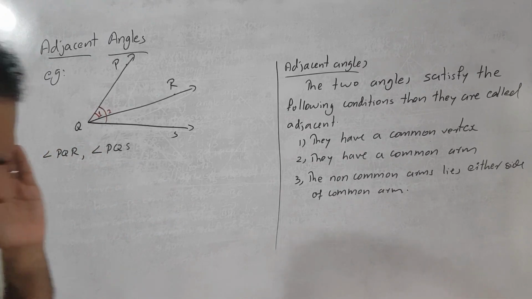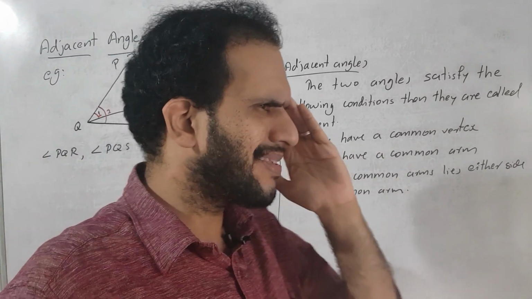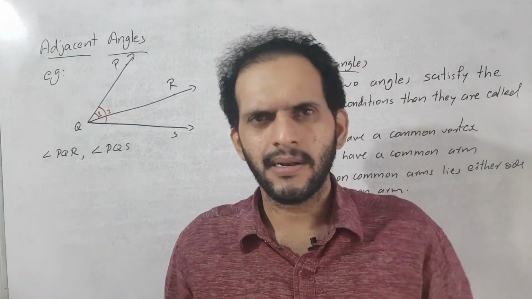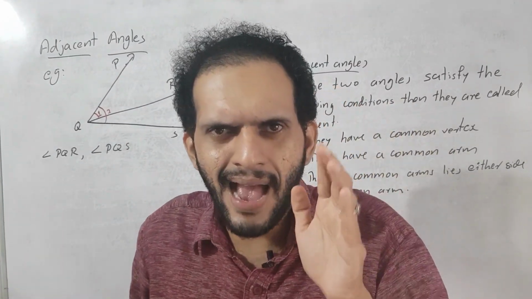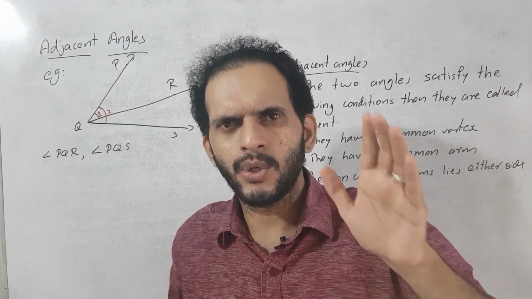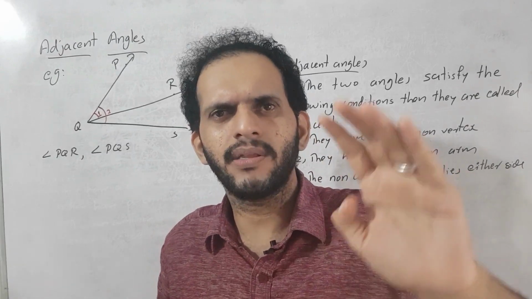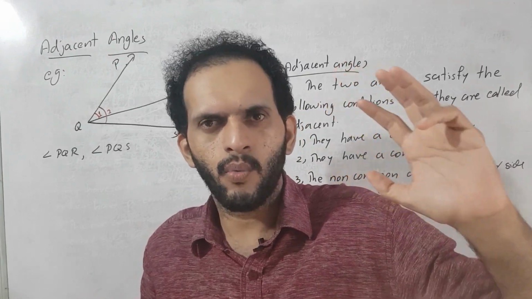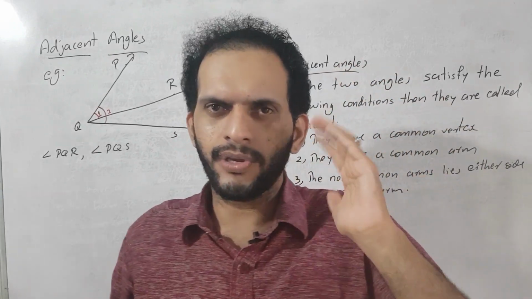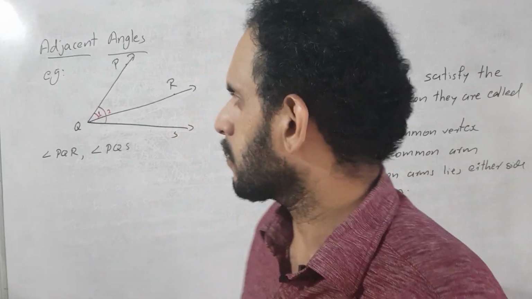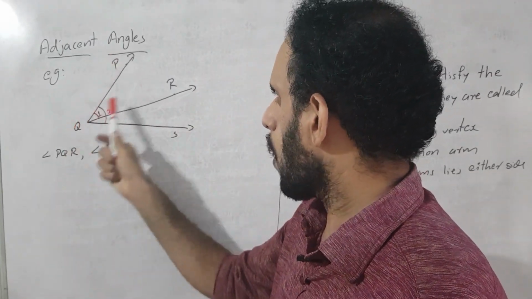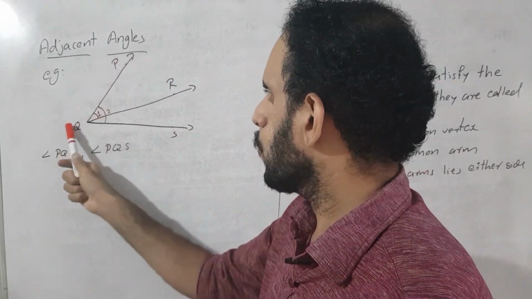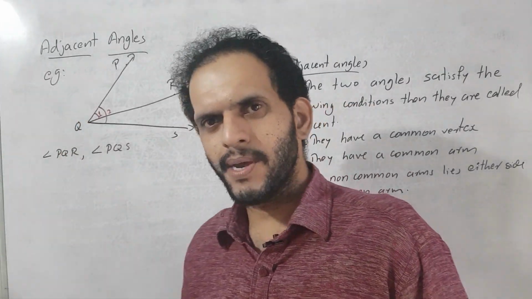If we say the angles are adjacent, it must satisfy the three conditions. Correct? What are they? The first one is that they have a common vertex. We check whether they have a common vertex. PQR and PQS. Is any point repeating?